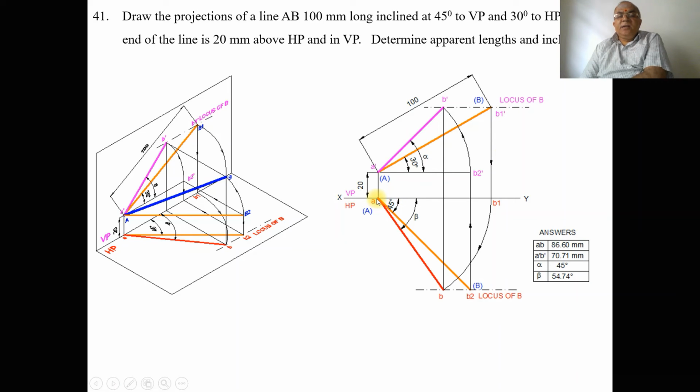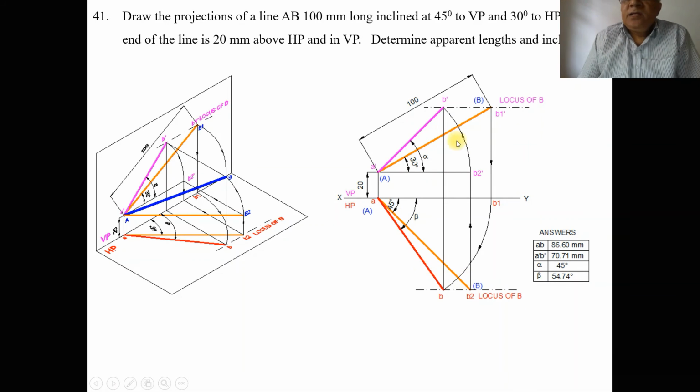Similarly, with A as center, taking the same radius of 100, cut an arc on that 45 degree line. You mark this point as B2 and you mark this point as B1 dash. Then draw a dash dot line here, and similarly you draw a dash dot line here, and then join between A dash and B1 dash and join between A and B2.